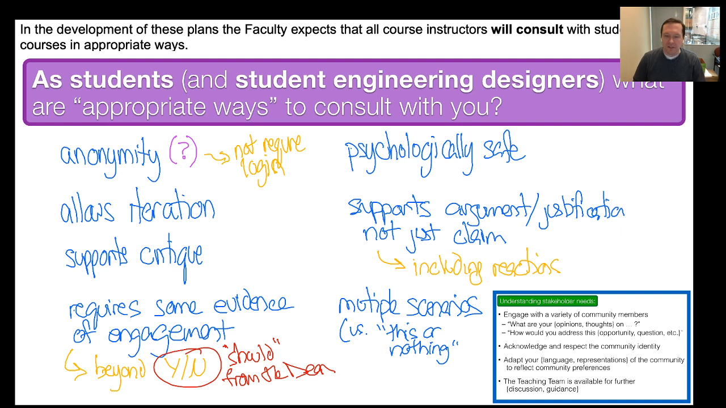I think on argument justification, the comment that it should go both ways is true. So that should be bidirectional. We try to do that with you. Hopefully that works out. And the other thing that I reacted to is the notion of psychologically safe. That's hard. And again, it's difficult because of intersectionality.